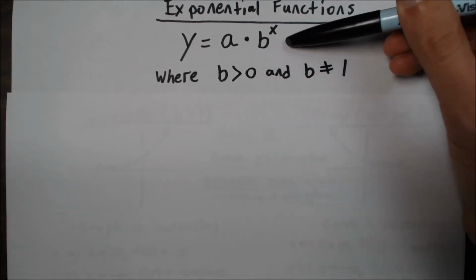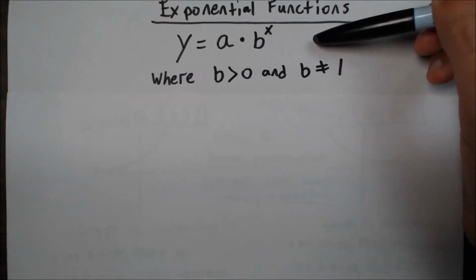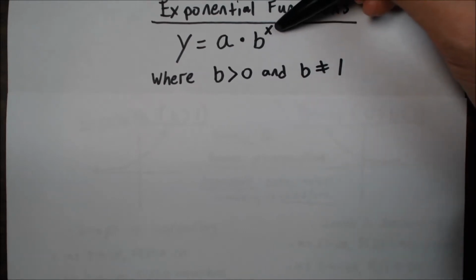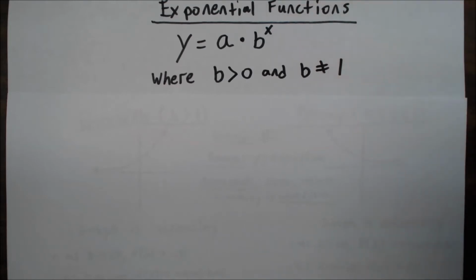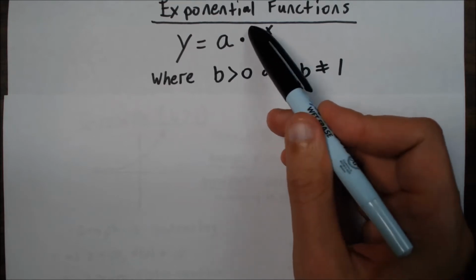You may also have something added or subtracted out here at the end, which is not written down. You could also have something added or subtracted directly in the exponent to the x. And when we start graphing, we'll see how that affects the graph. But for now, we really want to focus on this b, which is the base.